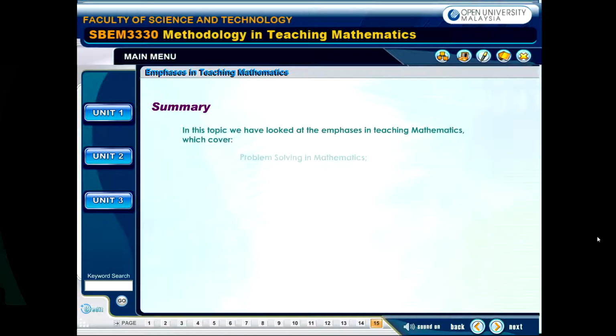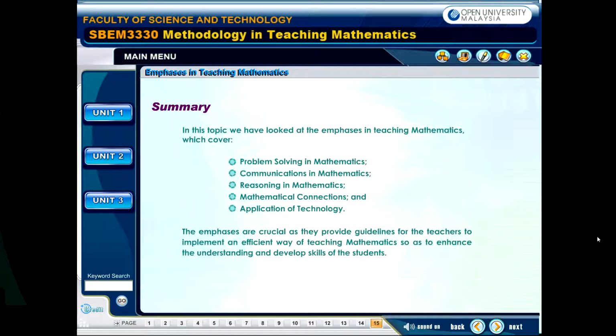In this topic, we have looked at the emphasis in teaching mathematics, which cover problem solving in mathematics, communications in mathematics, reasoning in mathematics, mathematical connections, and application of technology. The emphases are crucial as they provide guidelines for the teachers to implement an efficient way of teaching mathematics so as to enhance the understanding and develop skills of the students.